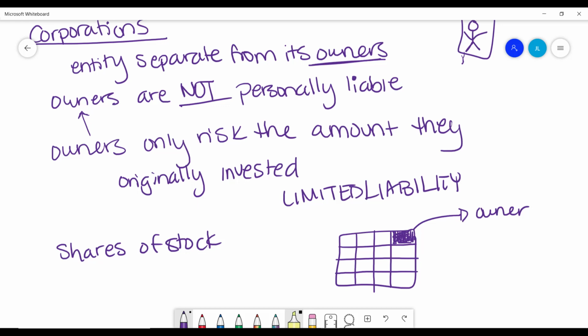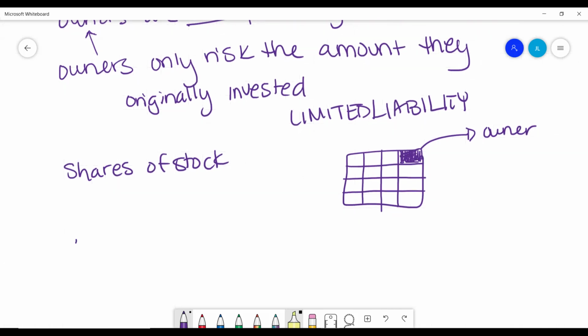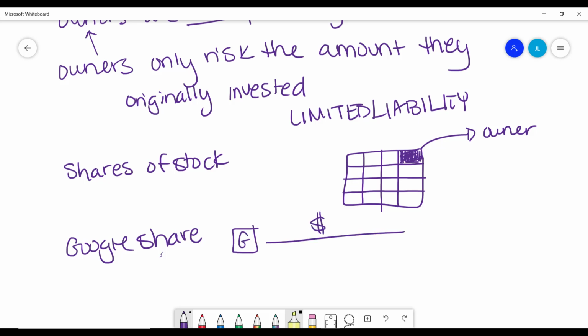An example would be Google. If I decide to buy a Google share, I'm an owner of Google, although it's probably a very, very small percentage if I only have one share. I'm now a partial owner of the business. But once I have that Google share, I can decide to sell it to someone else. There's no rule that says I can't. I can freely buy and sell shares as I please at any time.